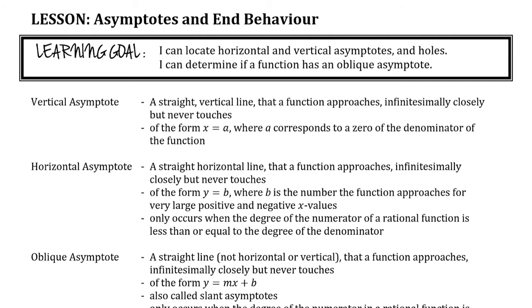A vertical asymptote is a straight vertical line that a function approaches infinitesimally closely. That's like an infinitely small distance between the function and the asymptote, right? And it gets smaller, and it just keeps getting smaller forever. The further you go along the line, it will always continue to get closer, but never touches. They are of the form x equals a, and a is a 0 of the denominator of the function.